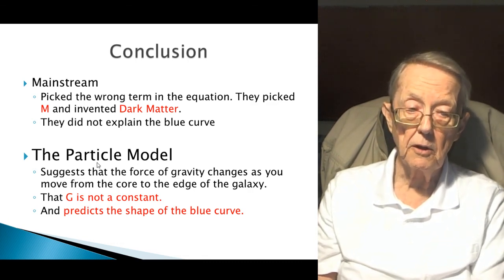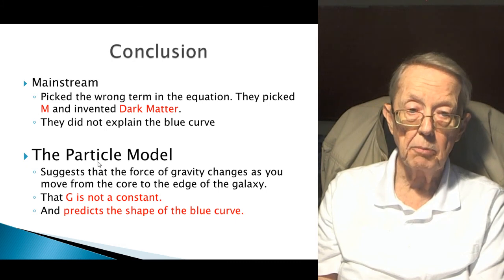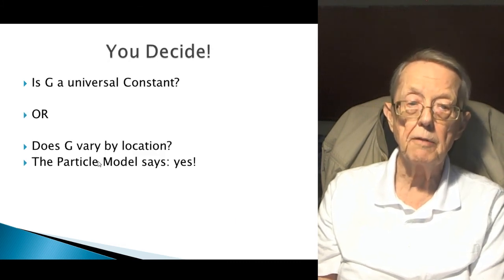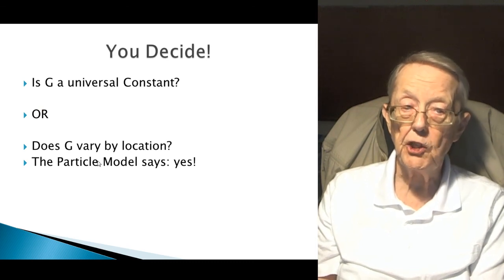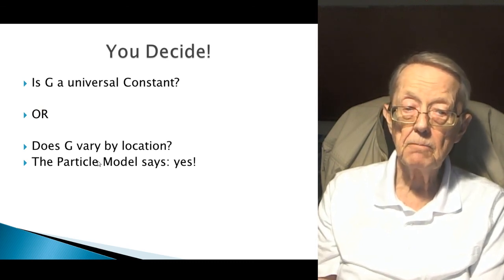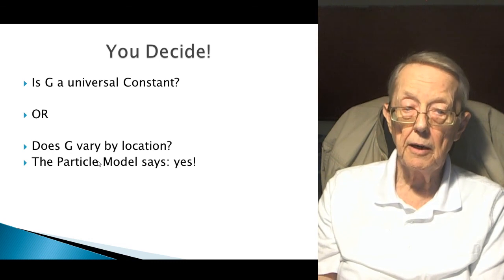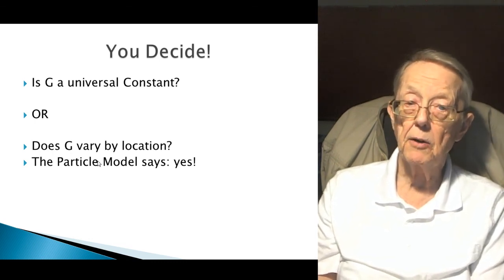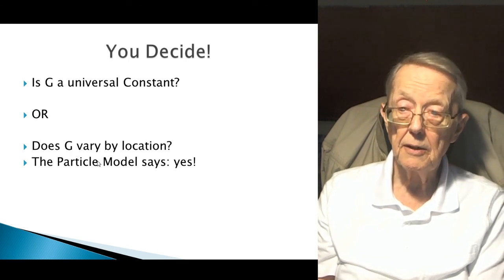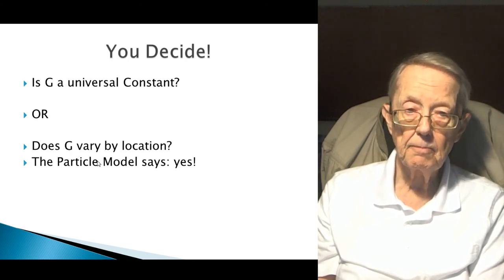The particle model concludes G is not a constant and it can predict the blue curve. You decide. You're the critical thinker. Is G a universal constant, or does G vary by location? The particle model says it varies by location, and dark matter is not needed.